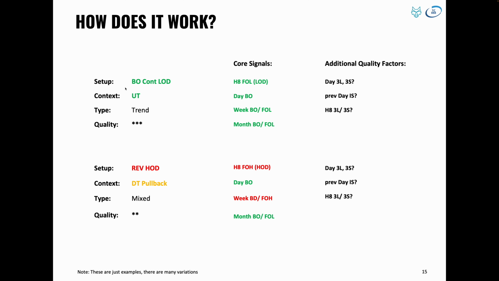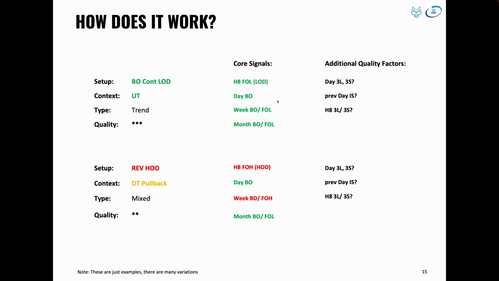So for example, we might have an uptrend that's healthy, and we've now seen what that means. So all time frames bullish. You already see that here. The core signals: day, breakout; week, breakout or fake out low, that doesn't matter; month, breakout, fake out low. So all bullish. That means uptrend. This setup, breakout continuation, low of day, as we just discussed, means day in breakout. That's why it's a breakout continuation, because the 8 hour does a fake out low. So now you have all time frames aligning bullishly, and the 8 hour even makes a fake out low.